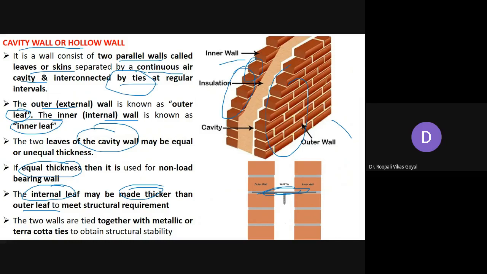The two walls are tied together with the help of metallic or terracotta ties to obtain structural stability. Just to have the interconnection, such wall ties connect both the inner and outer wall to bring structural stability to your particular cavity wall.